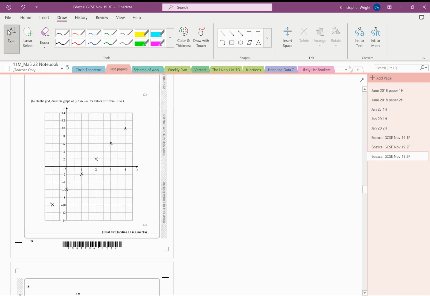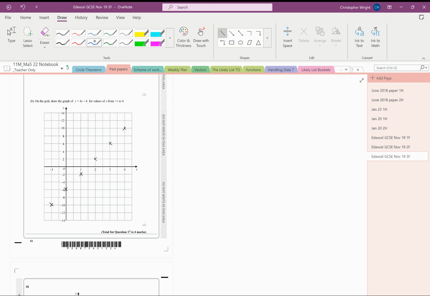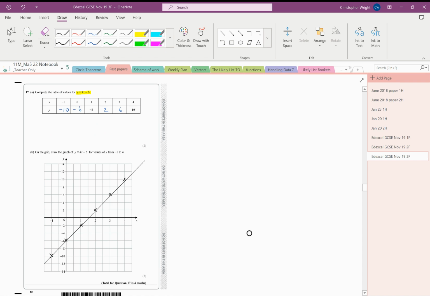On the grid, draw the graph. So you're going to get your ruler and your pencil, and you're going to join these up like that. Does it say draw and label? It doesn't, does it? So that's all we need to do.